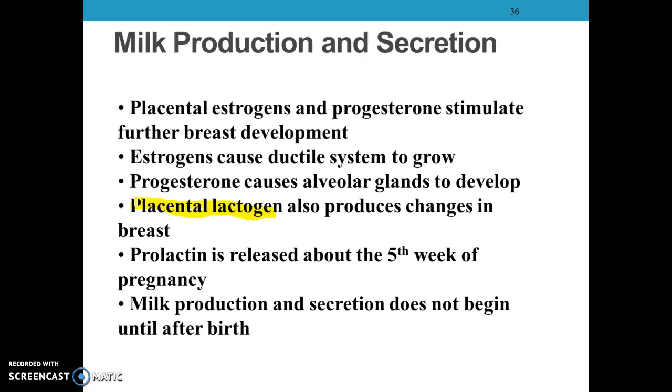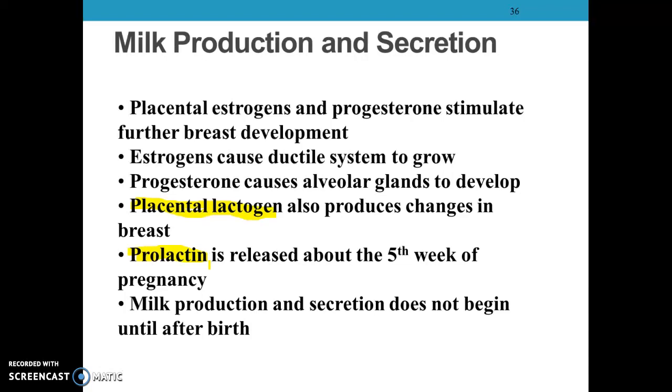So the mammary glands are developing. We're getting all of the ducts to form. We're getting all of the glands to form. But even though prolactin is being released, that placental lactogen is blocking the actions of prolactin. Okay? Might be a good time to review these hormones because it's been a little while.